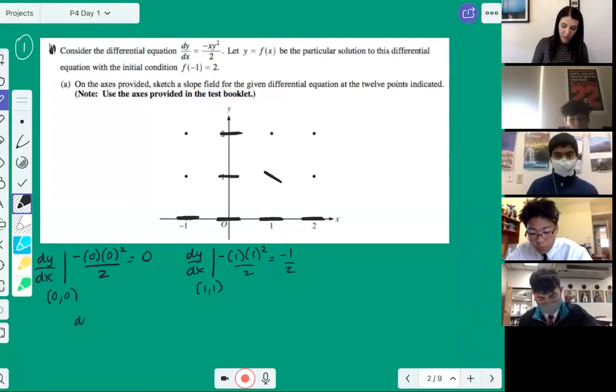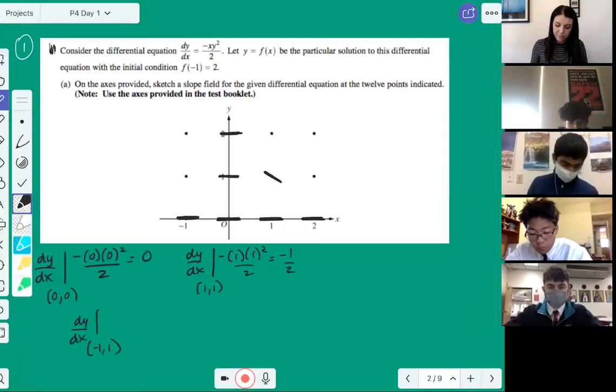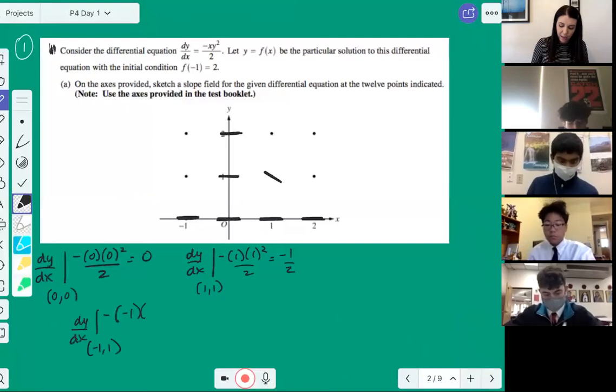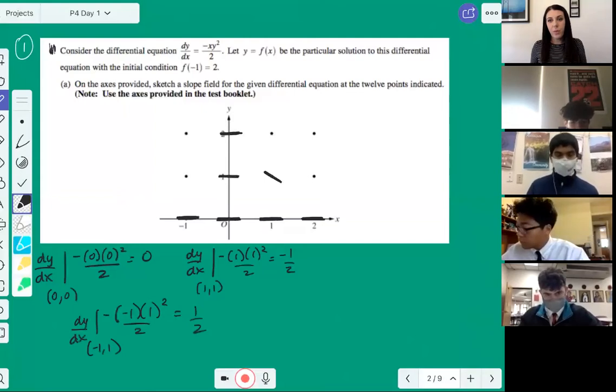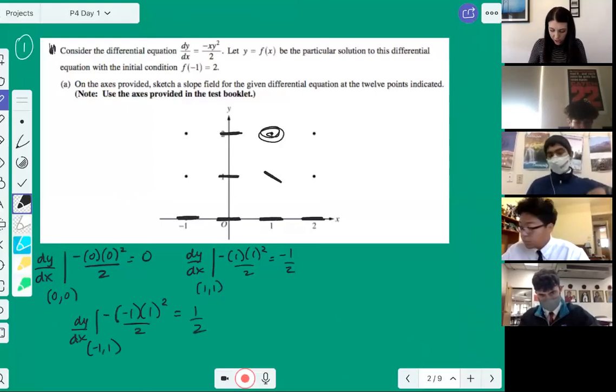So we get dy over dx at the point -1, 1. That means we're going to plug in -1, don't lose your negative, times 1 squared over 2. That gives me a +1/2. Right over there, we have a slope of +1/2. So we can do the same thing. That means we're going up 1, right 2, which means it would connect to this dot over here.